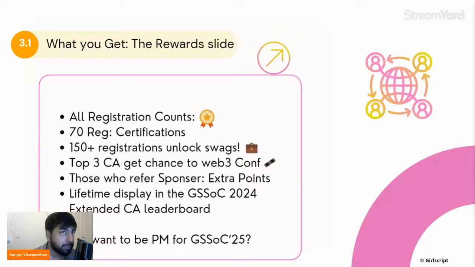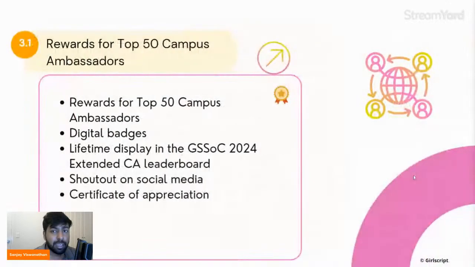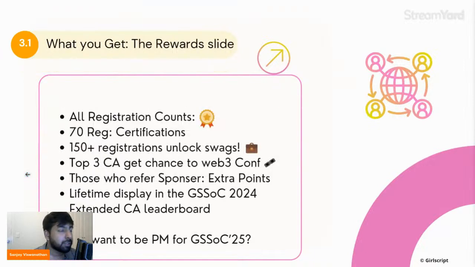And this time we are planning something different. We will be displaying the leaderboard for a lifetime. So in your interviews or in your resume, you can mention you've been part of this campus ambassador program and a community collaborator, and you can even link to the particular CA leaderboard, and that's going to be there for a lifetime. As I told you, we will be noticing all of your activities, and we will be inviting you for the next PM for GSOC 2025.